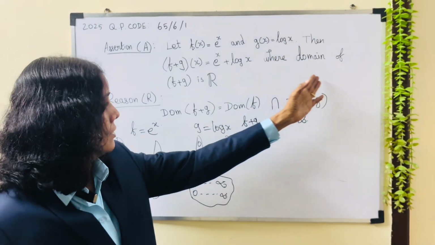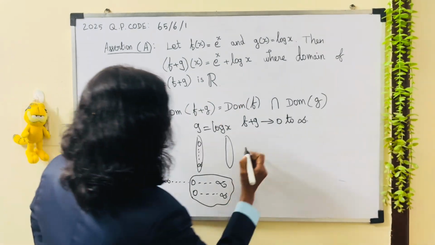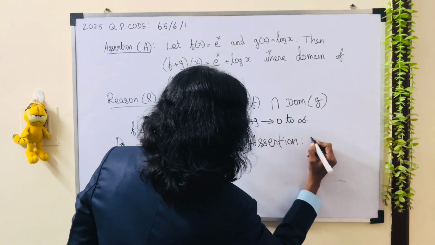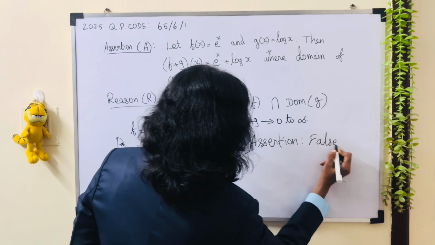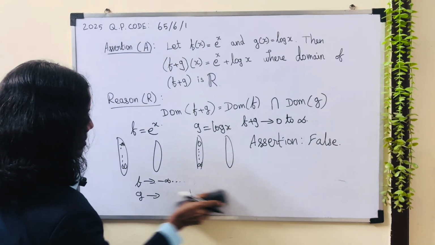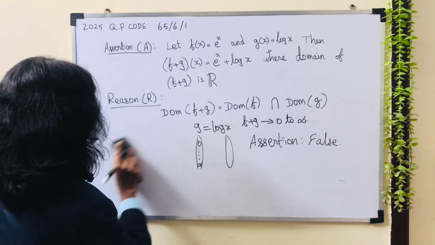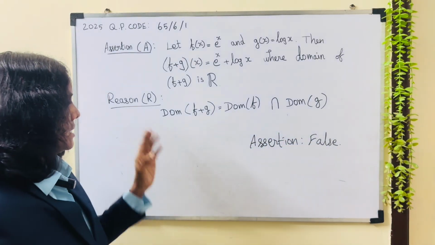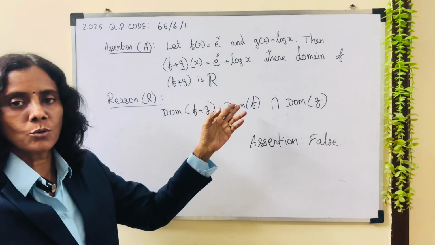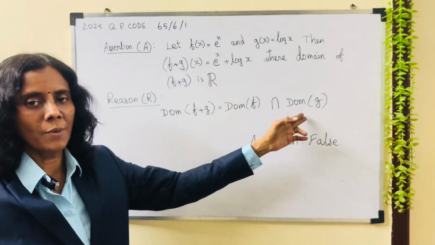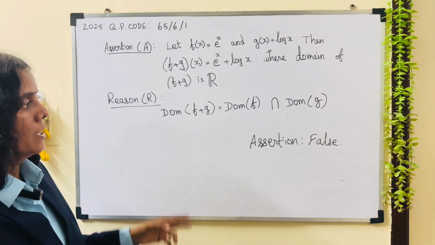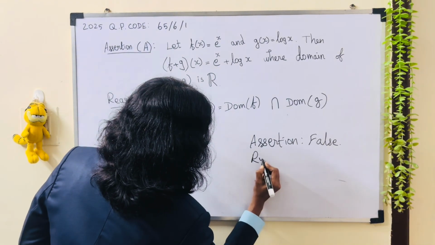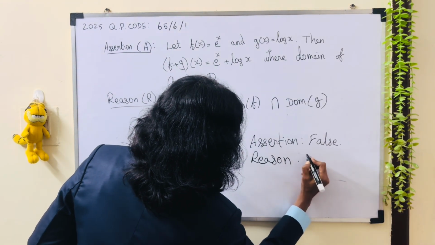But what is given, domain of f plus g is R. So assertion is false. Next, reason. Reason is domain of f plus g equal to domain of f intersection domain of g. This is the fundamental rule of domain of sum of functions. So reason is true.